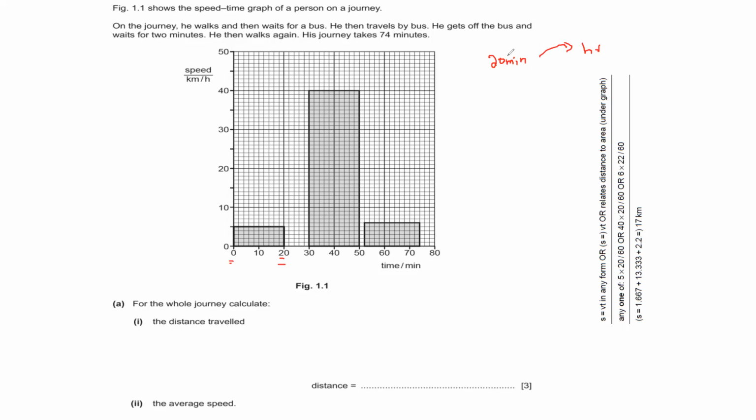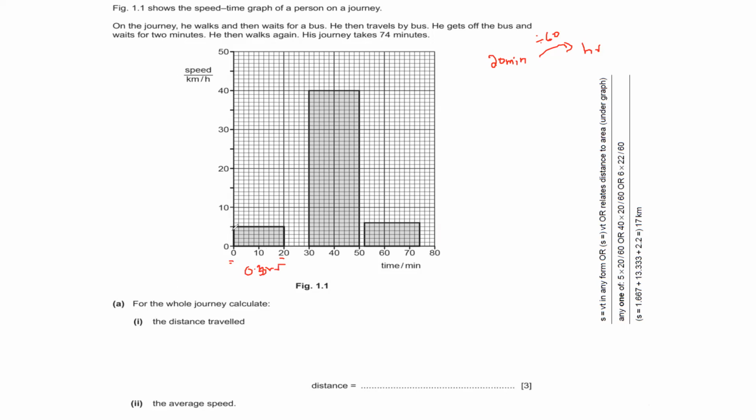So we'll divide by 60. 20 divided by 60, what's the answer? 0.33. So this time interval is equal to 0.33 hours.